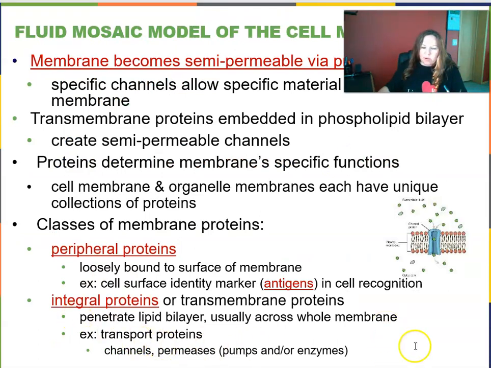So they do not go all the way through, but they do serve purposes. They're loosely bound to the surface of the membrane. They might play a role in cell recognition, like being an antigen or a protein on a cell surface, like an identity marker, or help with the structure of the protein, anchoring other things into the cell membrane as well.